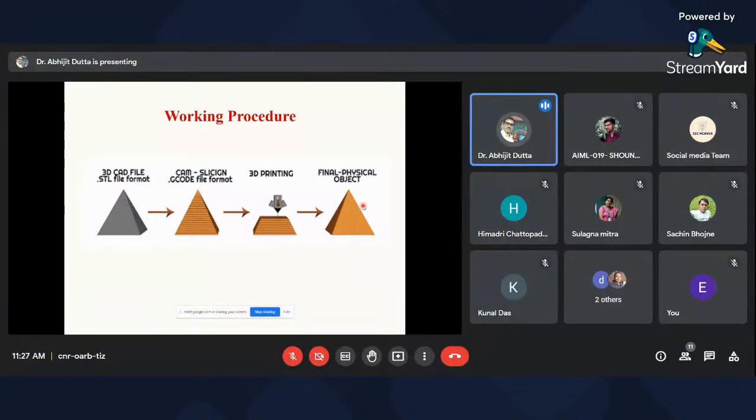You can see in the figure, it creates machine-compatible code, known as the G code file format, and it is fed into the 3D printer. The machine only understands the G code, and as per the G code, it prints the product gradually, and the final object is produced. You can see here.